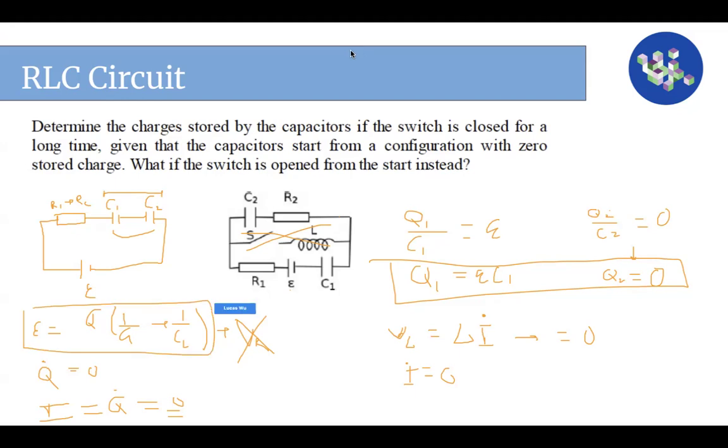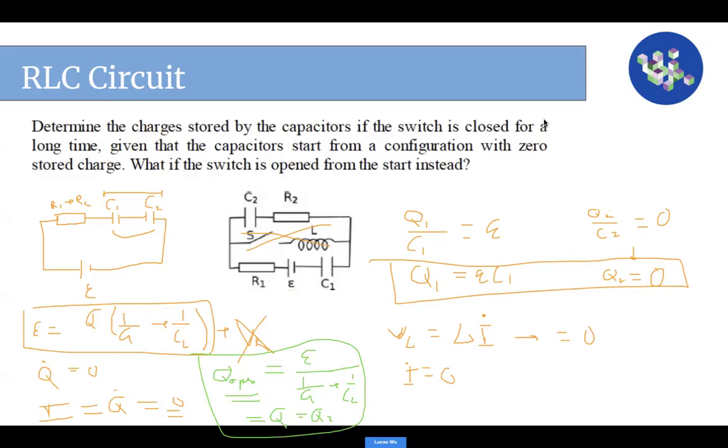So what's my Q? Let me draw in green. I'll get Q open equal to epsilon over 1 over C1 plus 1 over C2. And by the way, this is the charge on both of the capacitors, so Q1 equals Q2. That's our final answer for this part. Any questions on that?